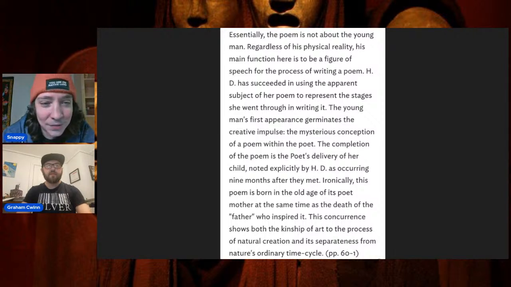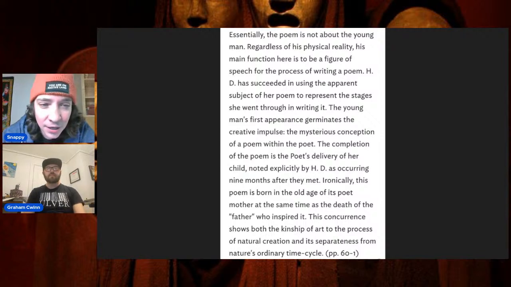Essentially, the poem is not about the young man, regardless of his physical reality. His main function here is to be a figure of speech for the process of writing a poem. HD has succeeded in using the apparent subject of her poem to represent the stages she went through in writing it. The young man's first appearance germinates the creative impulse, the mysterious conception of a poem within the poet.